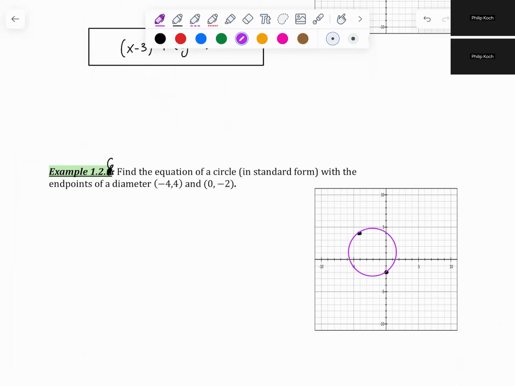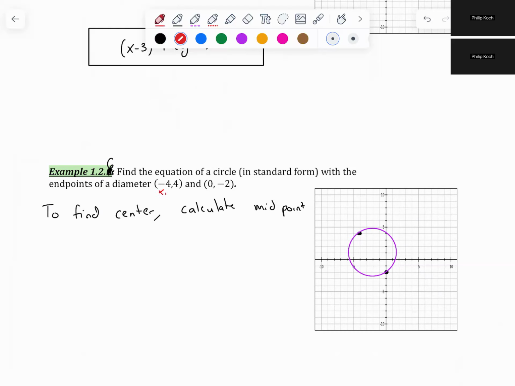In order to create a circle's equation, we need the radius and we need the center. How can we find the center? Exactly right. Yes. Find the midpoint. To find the center, calculate the midpoint.